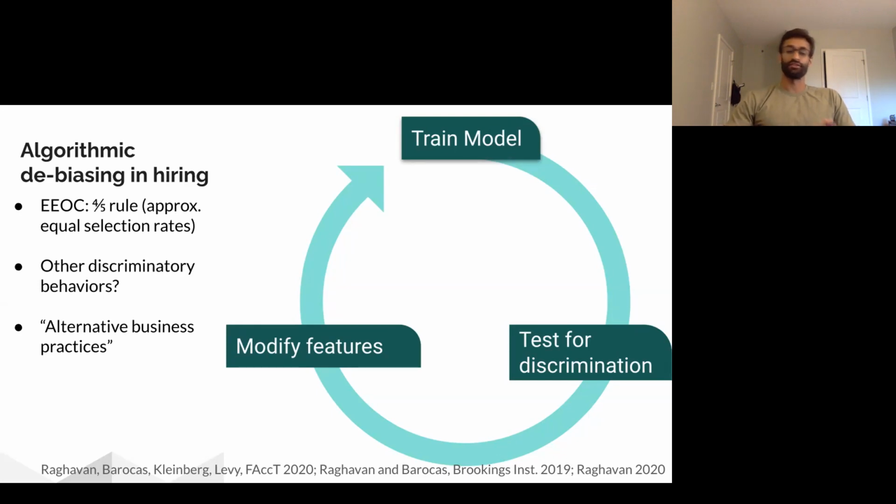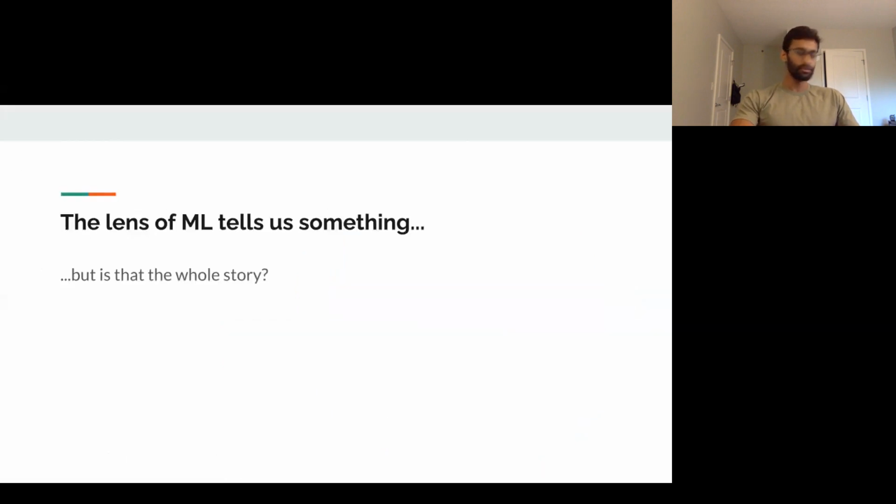So again, this is looking deeper into the machine learning side of algorithmic hiring. It's a longer conversation, but I just wanted to give you a taste of what we can get out of applying a machine learning lens to algorithmic hiring. This lens tells us part of the story, right? It tells us a little bit about discrimination. It tells us something about bias in the data. But you could ask the question, is this actually the whole story?